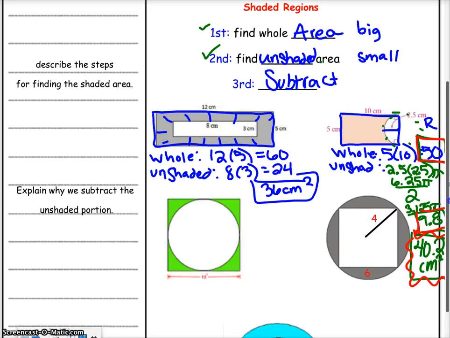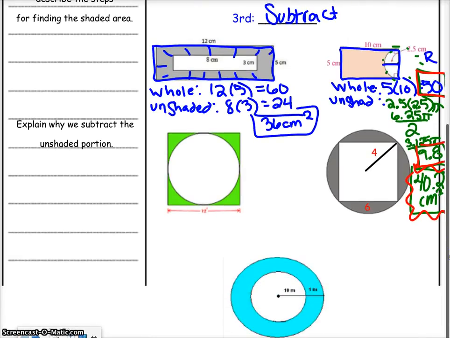Next one. I have a circle, we call it inscribed. A circle is inscribed within a square. That means that see how the edges of the circle touch the edges of the square? That's what we mean by inscribed. So I got a diameter of 12. So you have a big area, or the unshaded, the whole. It's a square, so it's 12 times 12. Which is 144.